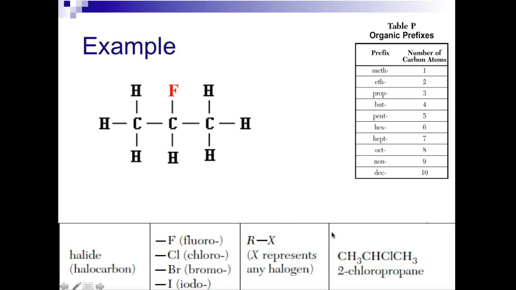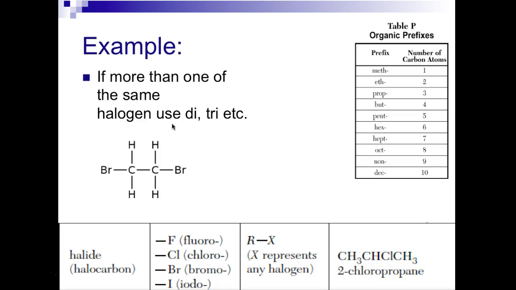For this example, we have a 1, 2, 3 carbon chain. It's an F, so it's a fluoro. It's going to be on the second carbon, so this is going to be 2-fluoropropane. If more than one of the same halogen is used, then we're going to use di or tri. So for this example, it would be 1,2-dibromoethane, because it's a 2-carbon chain.